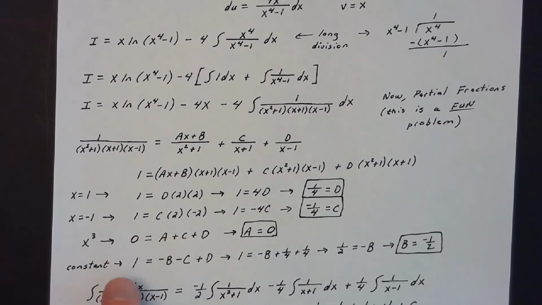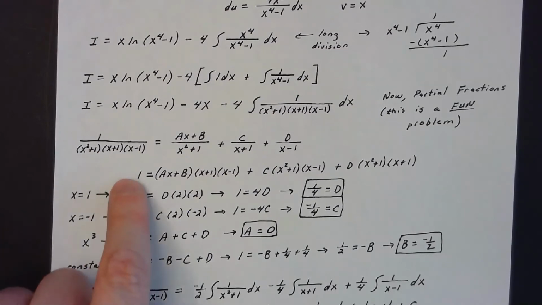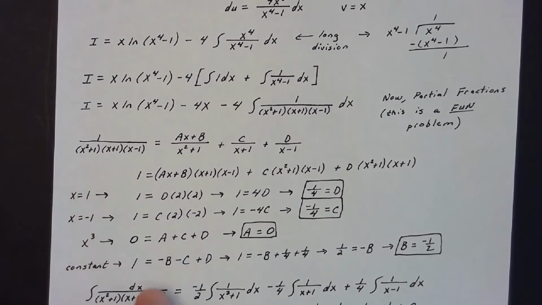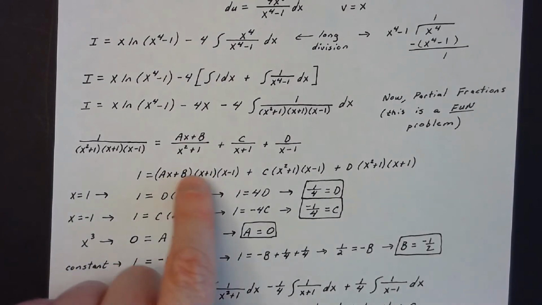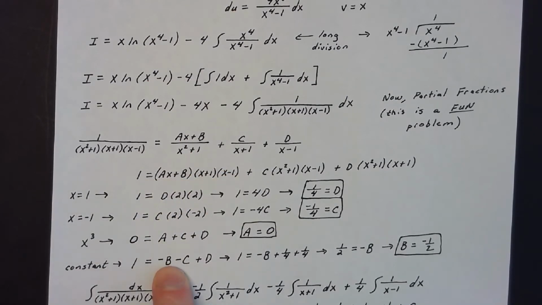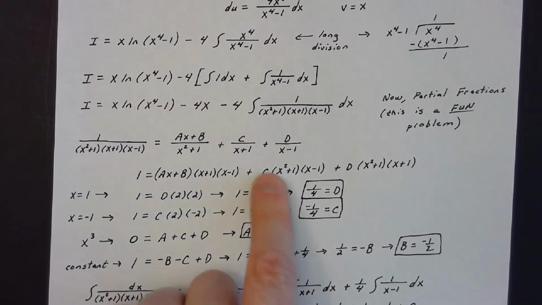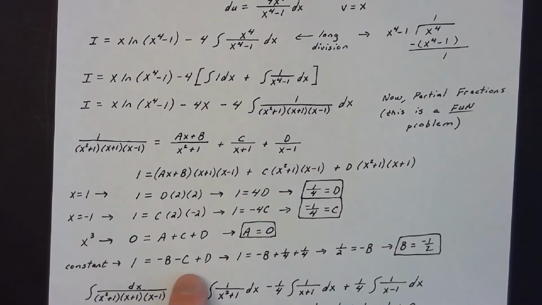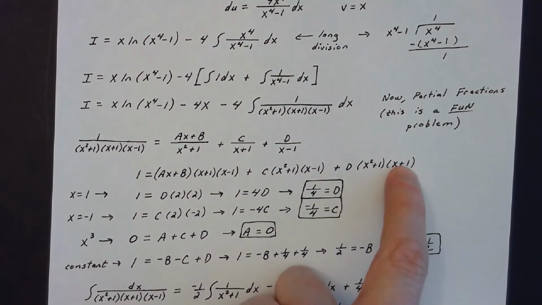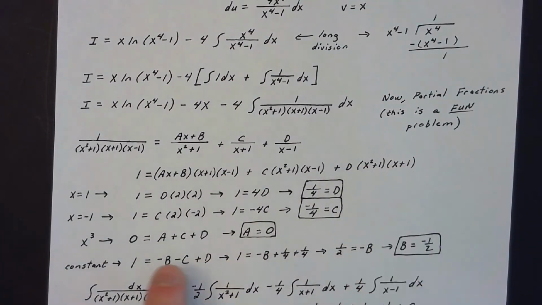Now, in order to find the remaining term, I said, look at the constants. On the left-hand side, your constant is 1. On the right-hand side, the way I can get a constant, I could multiply b through this group. I would get b times 1 times -1, so negative b is a constant. And I could say c times 1 times -1, negative c is a constant. And then d times 1 is also a constant. So I can say negative b minus c plus d would be my constant term on the right.